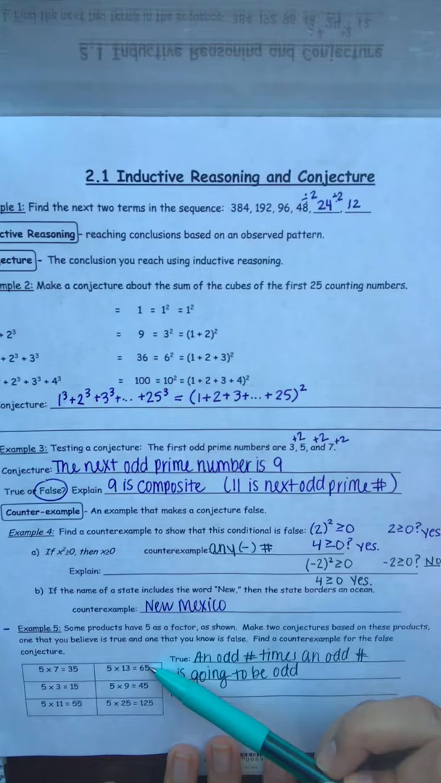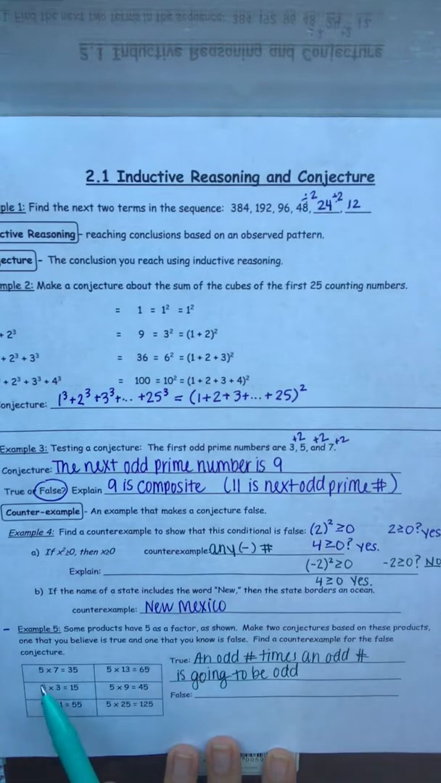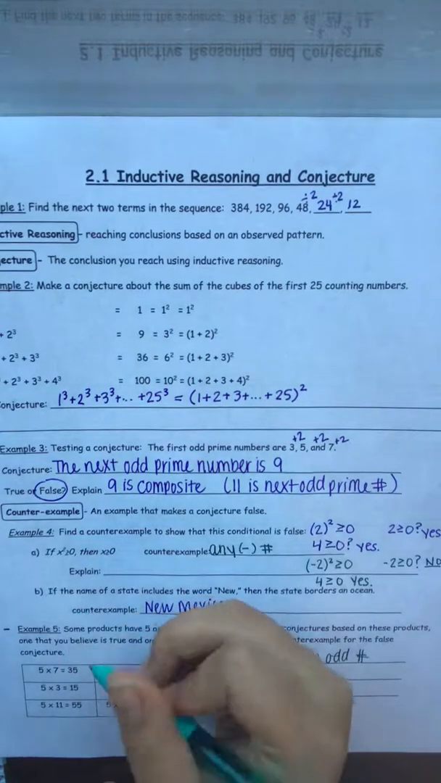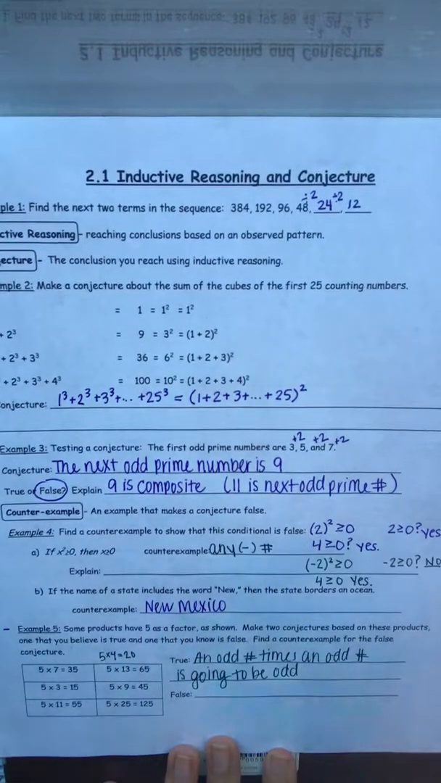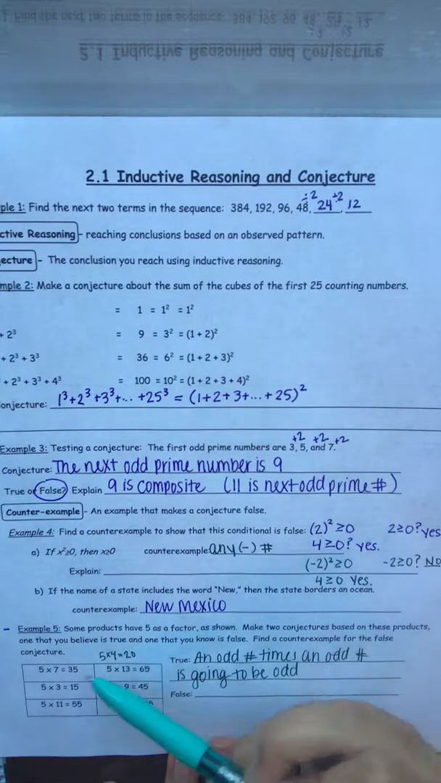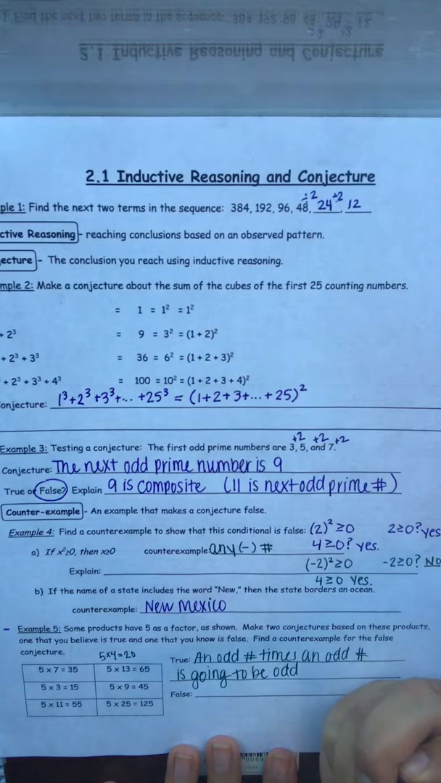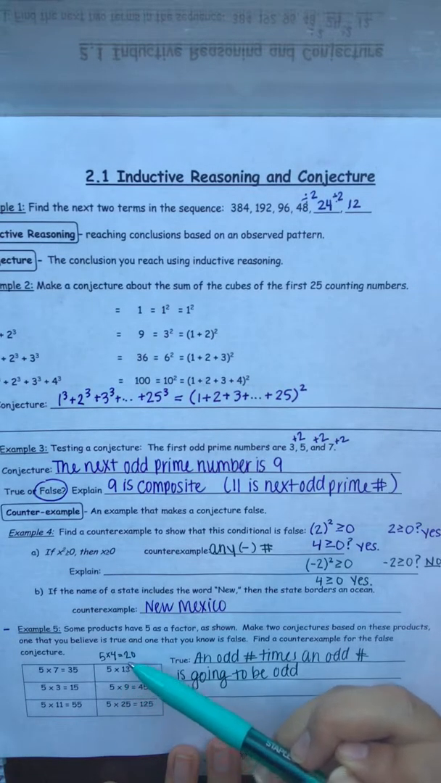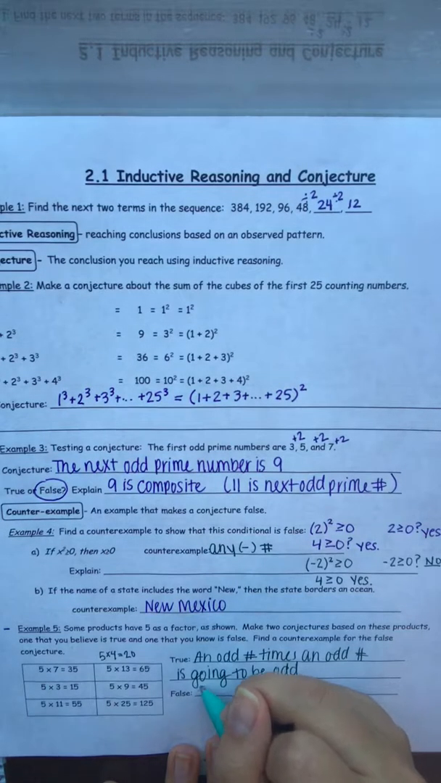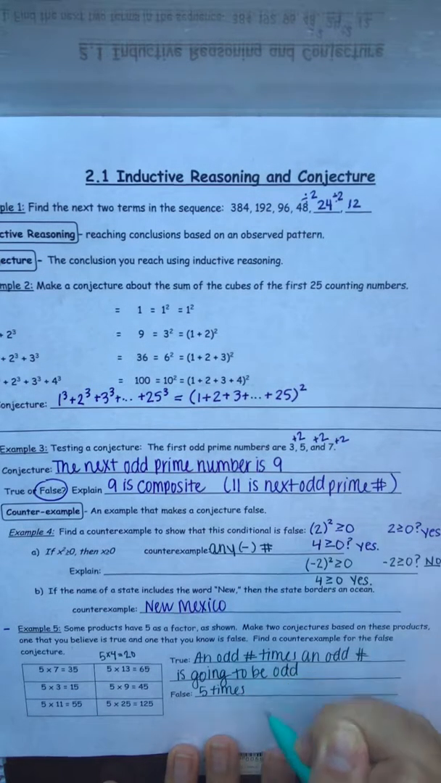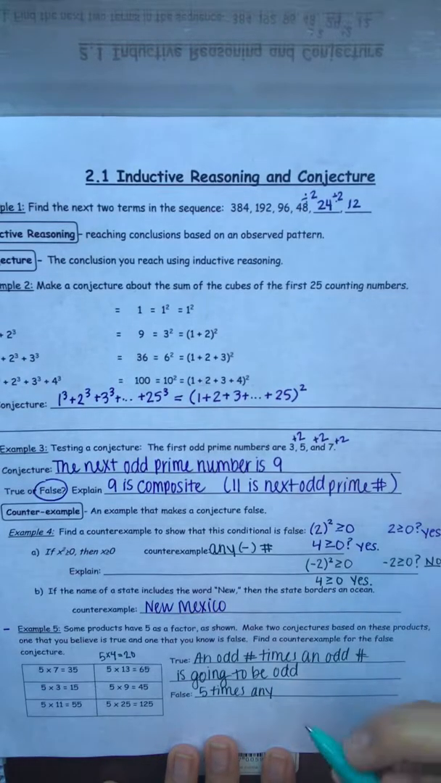Is that true though? Can you think of a counterexample? Hopefully if you do 5 times an even number, like 5 times 4, let me write that out, that will result in 20, which doesn't end in 5. Because that negates my conjecture, that makes it a counterexample. So my false conjecture is 5 times any number is going to end in a 5.